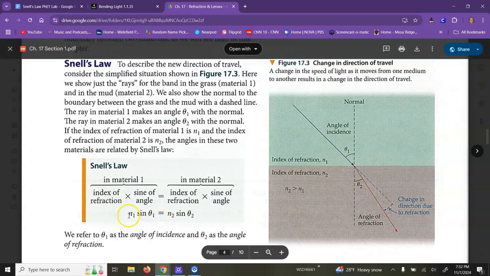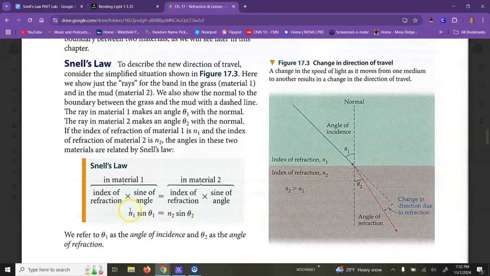So here comes the big equation right here. N sub 1 sine theta 1 is equal to N sub 2 sine of theta 2. Sine is a trig function. Now, maybe you haven't gotten to trig yet in math, which is totally fine, but I'm going to show you where these buttons exist on your calculator after we write this equation on the bottom of our packet.